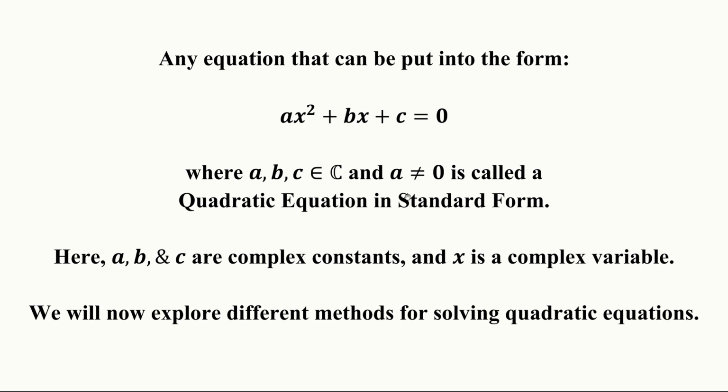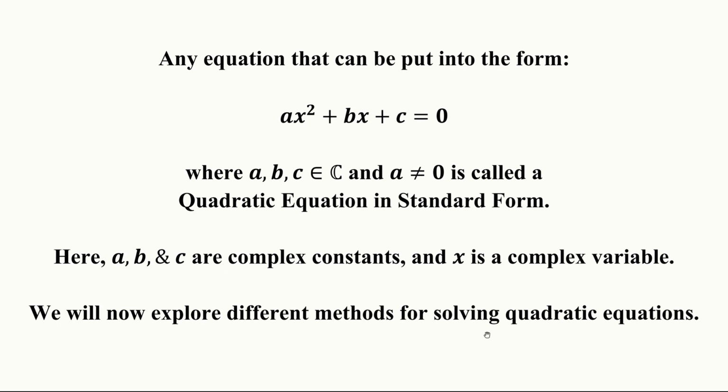So that's why we have the requirement that the lead coefficient, which is what a is called, be non-zero. The coefficient of the highest degree term in an equation of this type, or in the expression on the left side of this equation, is called the lead coefficient, and we need it to be non-zero in order for this to be considered a quadratic equation. Again, here a, b, and c are complex constants and x is a complex variable.